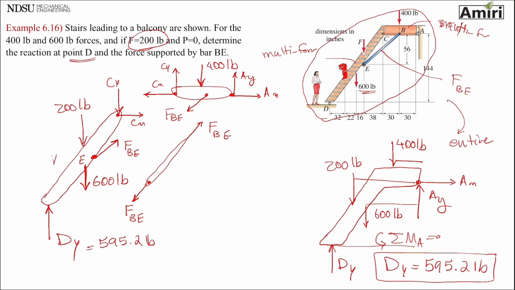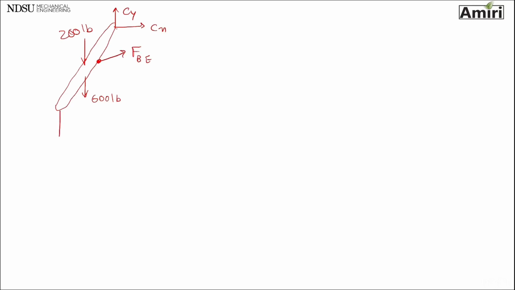Let's use this free body diagram next. I'm going to redraw it here quick. So I have it. I have CX, CY, 200, 600, FBE, and I have 595.2 pounds. All right, so let's see.